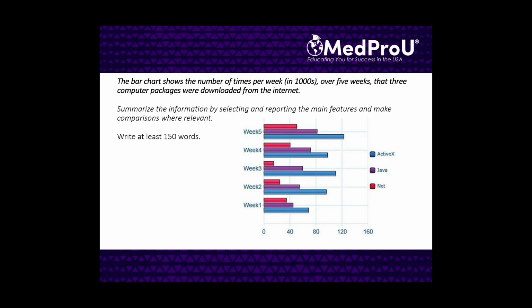All right. So after your introduction, what will be the next one? Sammy, the infographic depicts the weekly frequency in thousands of three computer packages downloaded from the internet over a period of 5 weeks. Correct. Stephen, the bar chart illustrates the number of times in a week how the three computer packages were downloaded from the internet. So again, punctuation, don't forget period.